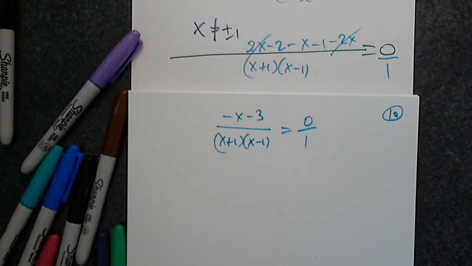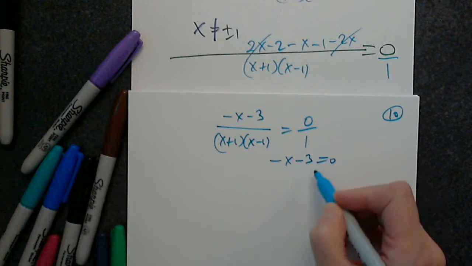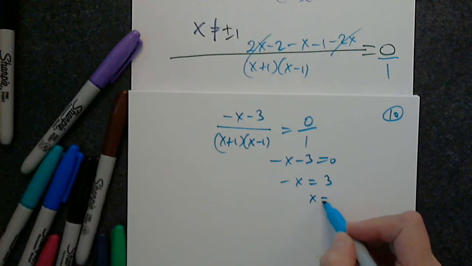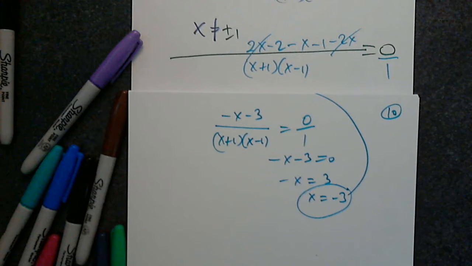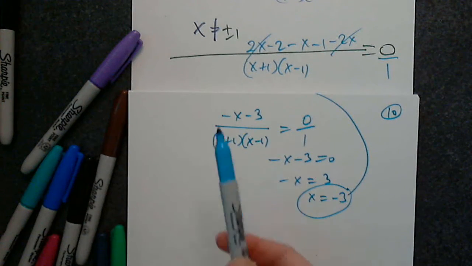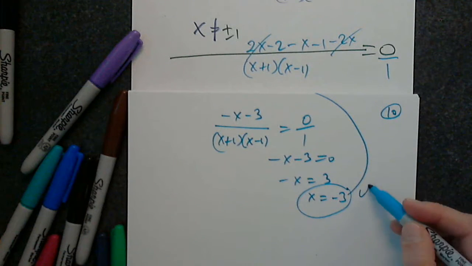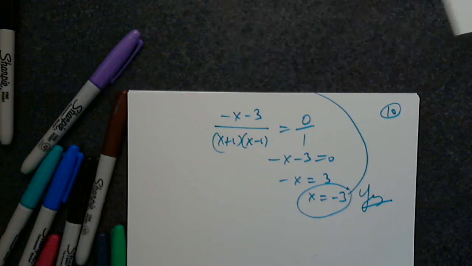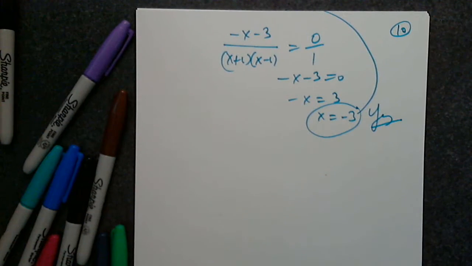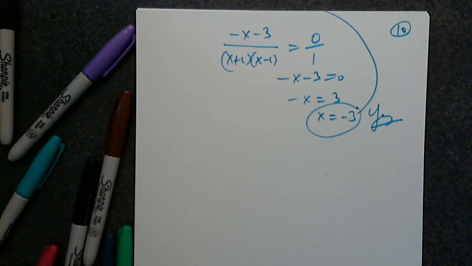So then what has to happen here? Now it's a ratio. Yes, so you can cross multiply. So then negative x minus 3 must be 0, or negative x equals 3, or x equals negative 3. Is negative 3 among the list of restrictions? No. So I will say definitely it must be the solution. Any questions on rational equations or proportions?